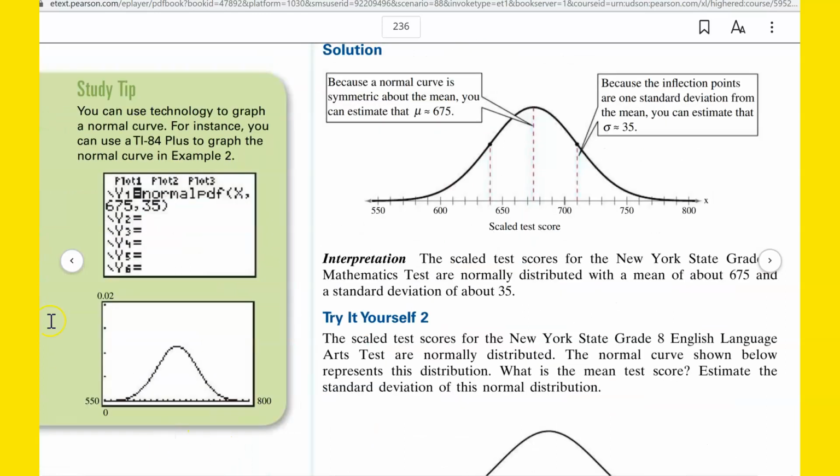I want to call your attention to this study tip in the margin over here. You can use technology to graph a normal curve. For instance, you can use the TI-84 Plus to graph the normal curve in example 2. So you do that. If you can see this command here, y1 equals normalPDF, and then you do x, and then 675 for the mean and 35 for the standard deviation. Let's pull up our TI-84 and try to do that.